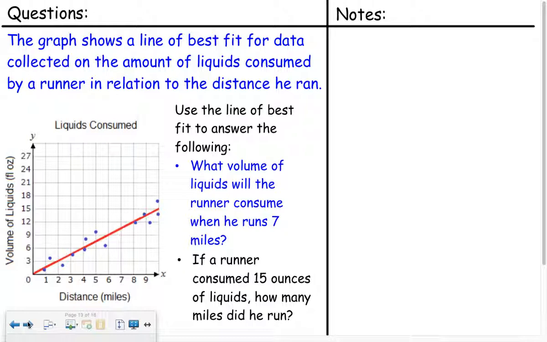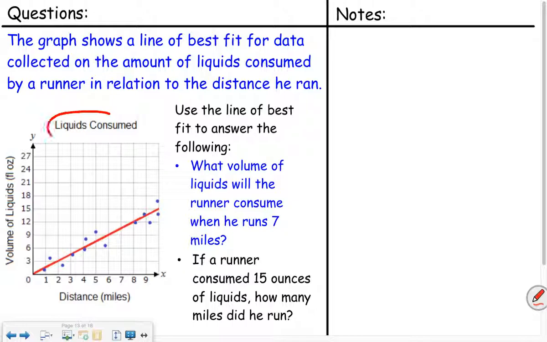All right. So this one says the graph shows a line of best fit for data collected on the amount of liquids consumed by a runner in relation to the distance he ran. So if you look at the titles of our graph, we've got liquids consumed, so how much did he drink while he was running, the distance he ran, and the amount he drank in ounces. Okay, so it says use the line of best fit to answer the following 2 questions.